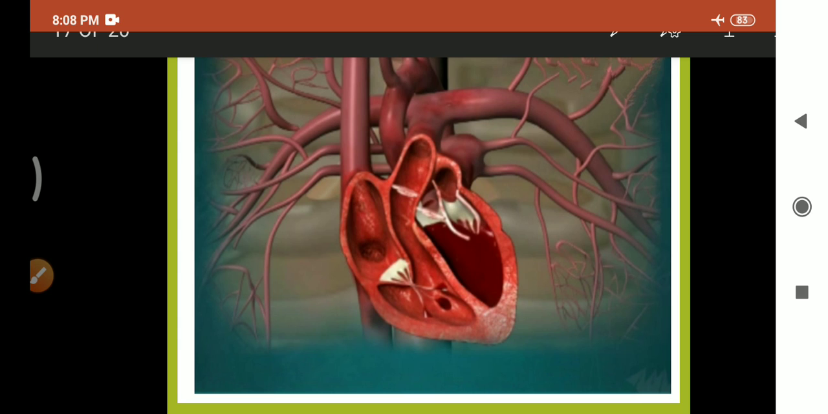What is the function of this larger artery? Aorta, that supplies oxygenated blood throughout the body. Okay, so I hope this is clear to all.